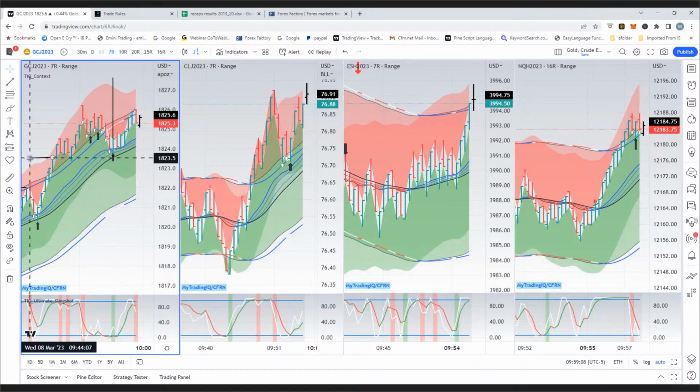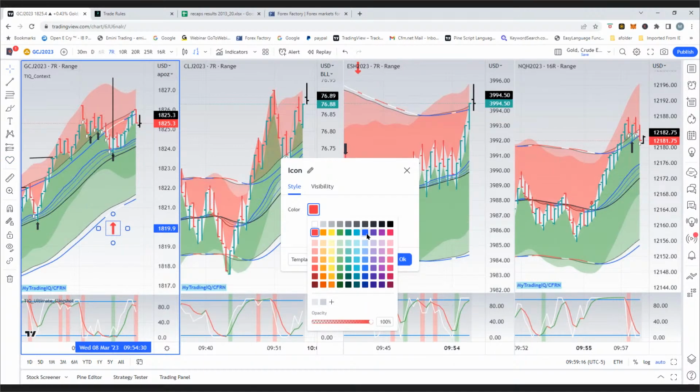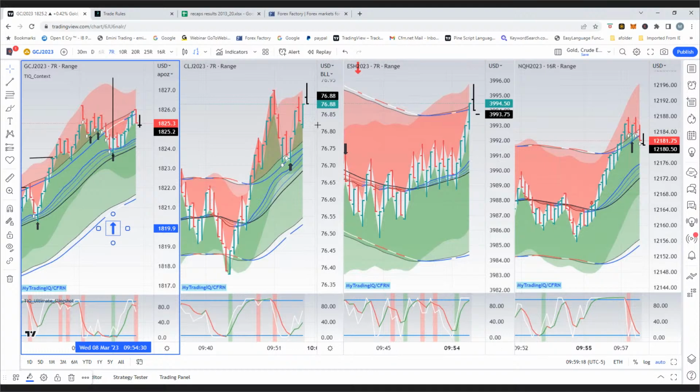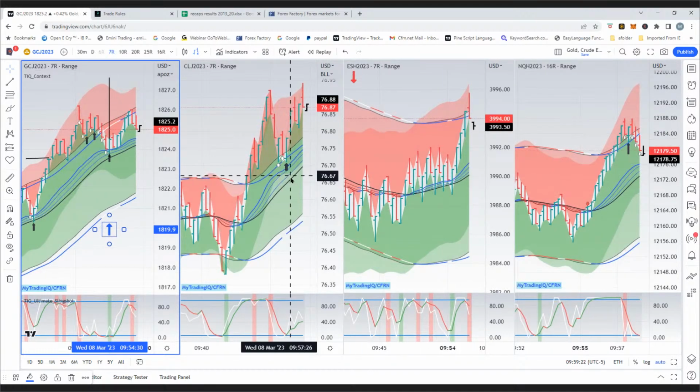Let me put this down. This was another profitable trade. Oops, it's not a red one. That is a blue one. Okay. This was a nice trade right here on the crude oil. If anybody got that, I didn't.